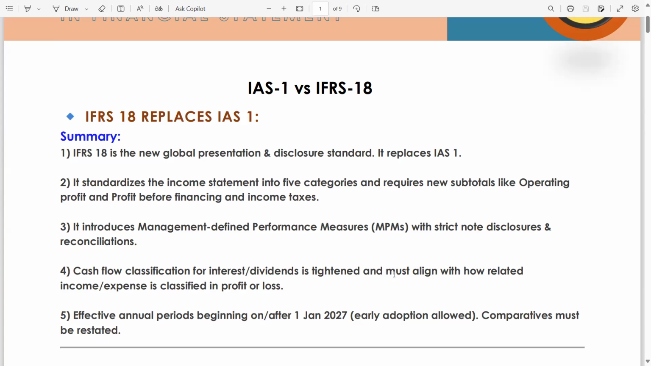Effective for annual periods beginning on or after 1st January 2027. Early adoption allowed. Comparatives must be restated.